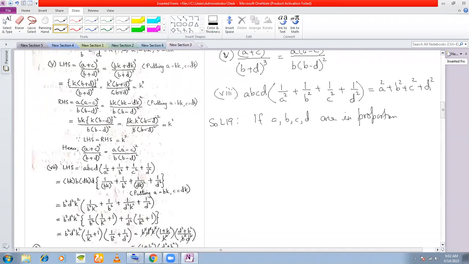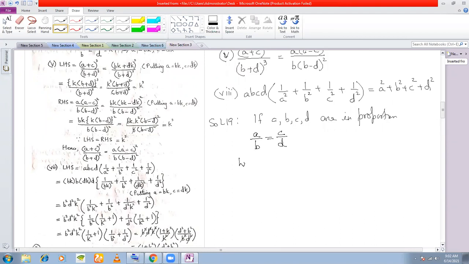If you remember the definition of proportion, the definition of proportion was: if A, B, C, D are in proportion, then A by B must be equal to C by D, isn't it? If four numbers are in proportion.